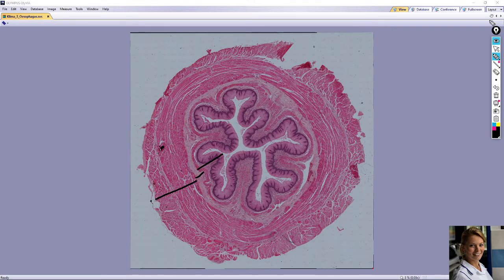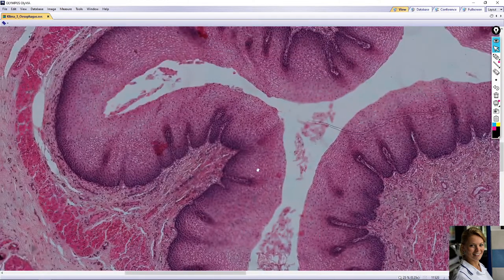The mucosa consists of the stratified squamous nonkeratinized epithelium. Here you can see many layers of cells. The squamous shaped top layer of cells without keratinization. So stratified squamous non-keratinized epithelium.